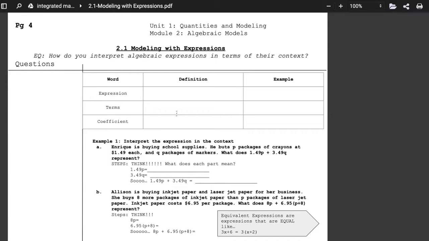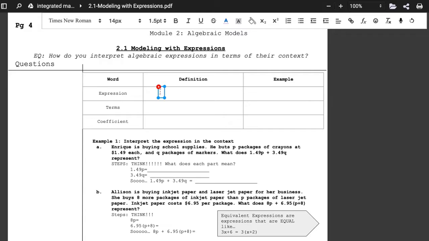So the first word that we're going to look at today is expression. And an expression is just a mathematical sentence. So remember how an equation was a mathematical sentence with an answer? An expression is just the sentence. So there's no answer to this. An example of an expression would just be like 2x plus 3. That is a mathematical sentence. That is an expression. There is no equal sign.